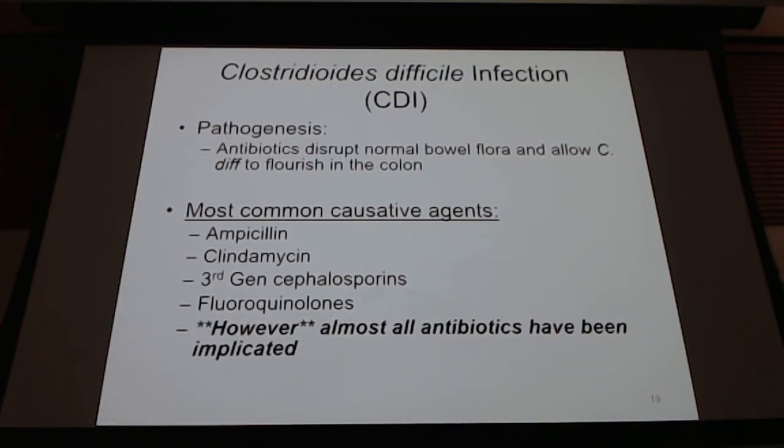So here's what the antibiotics do. They disrupt, in certain antibiotics that we'll get into, the natural bacteria. They allow that C. diff to flourish. C. diff is naturally there, but our natural bacteria helps keep that in what's called homeostasis. That's good when things are in balance, and when they're not, the C. diff starts flourishing.